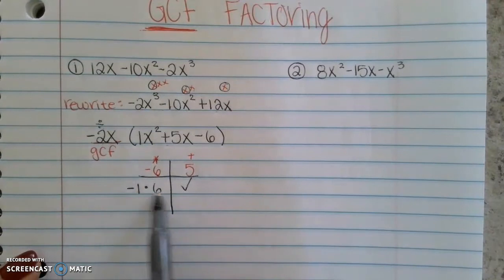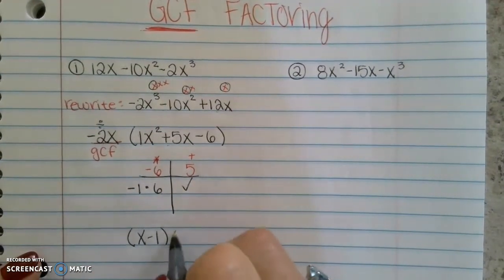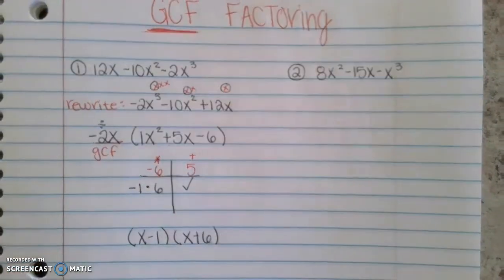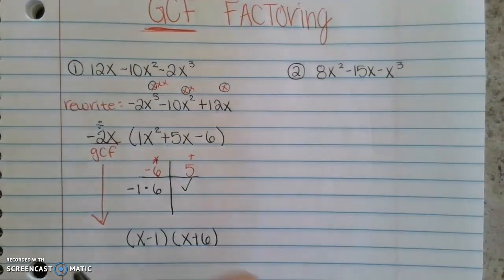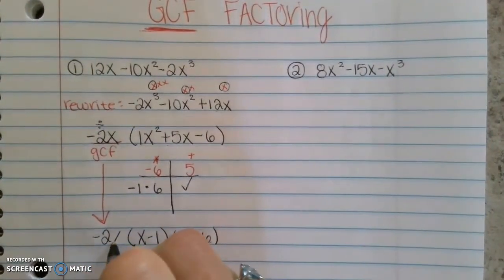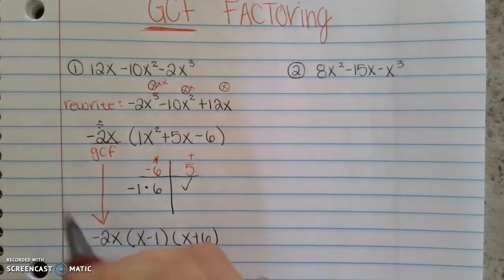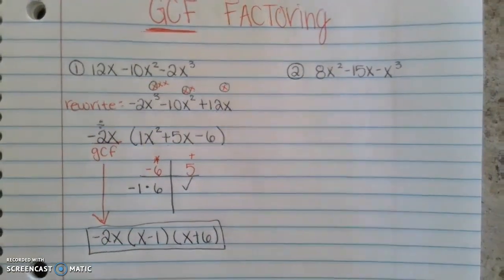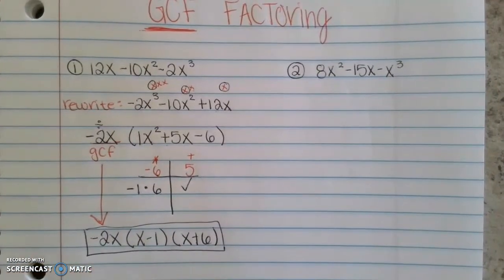So as a reminder, these become my factors: x minus 1, x plus 6. But we're forgetting something. If you remember, we need to bring that GCF with us. So my factored form here would be negative 2x times x minus 1, x plus 6. This right here is our factored form. That's our answer. If you don't bring your GCF with it, it is wrong. Got to bring that with it.